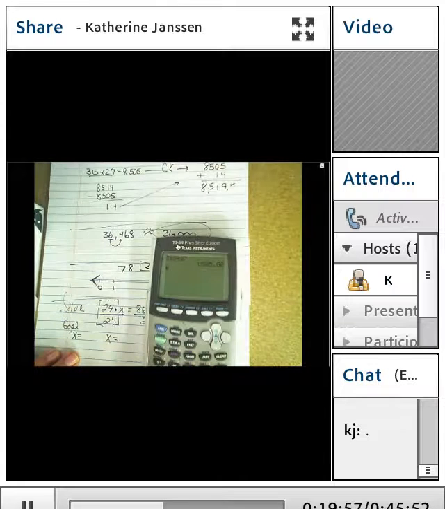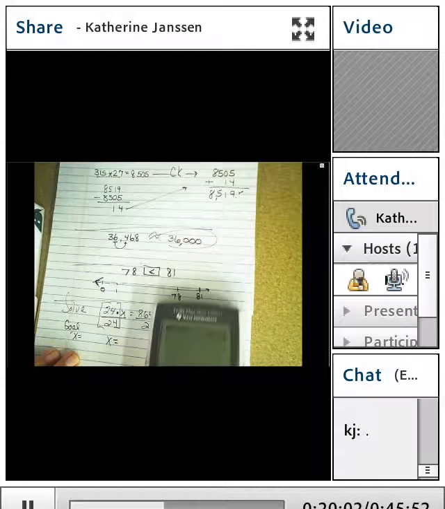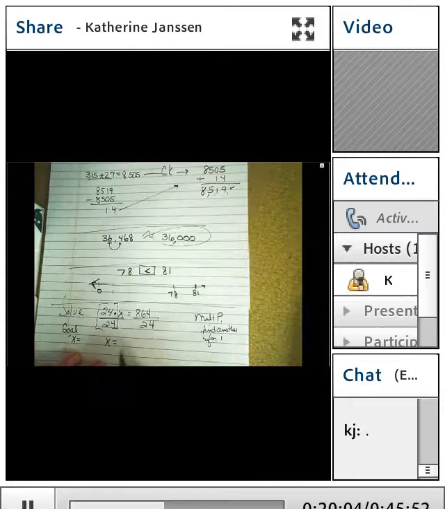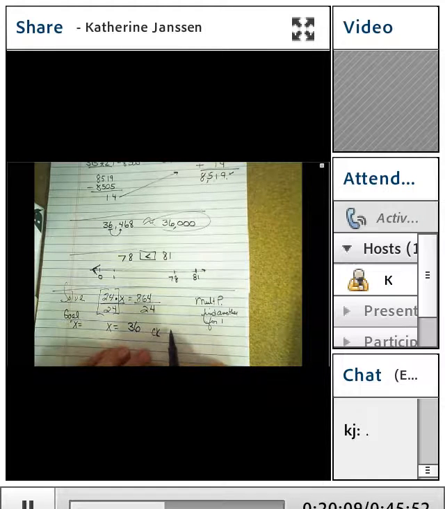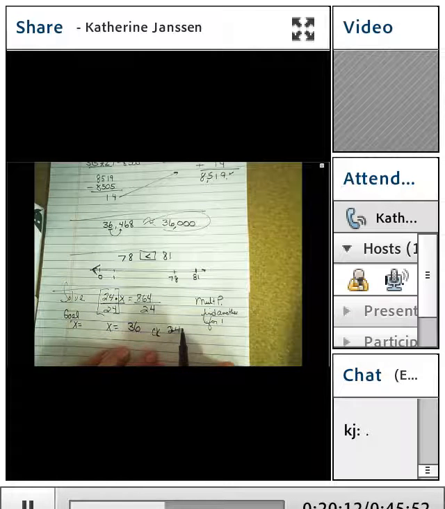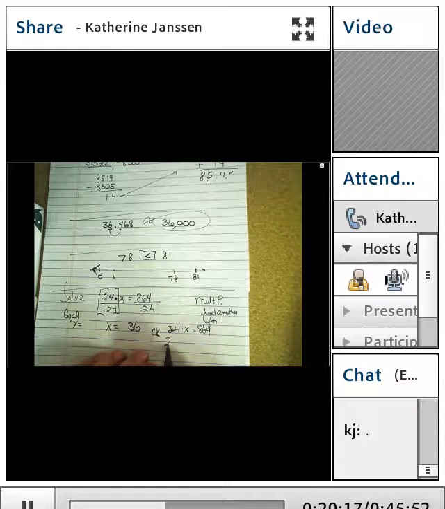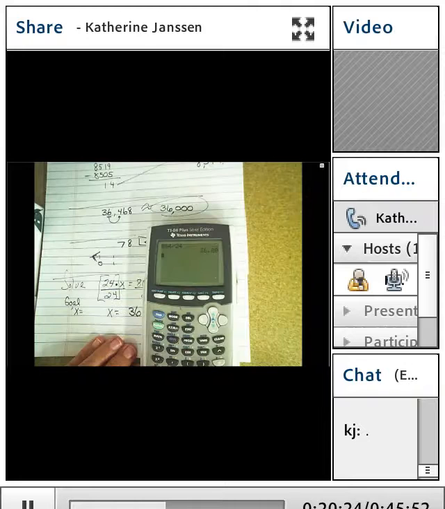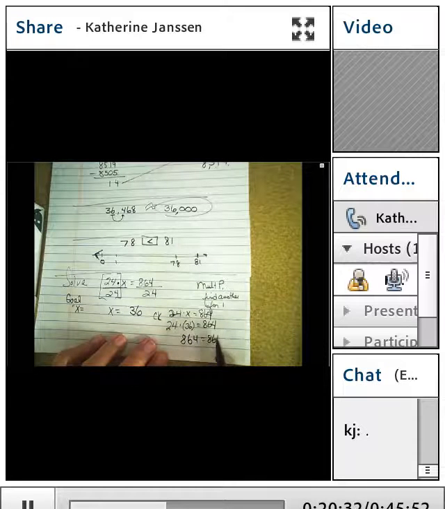864 divided by 24 is 36. And then we'll check. We have 24 times x equals 864. I'm going to substitute for every occurrence of x. My answer is 36. 24 times 36 is 864. That equals 864, so I can circle my answer.